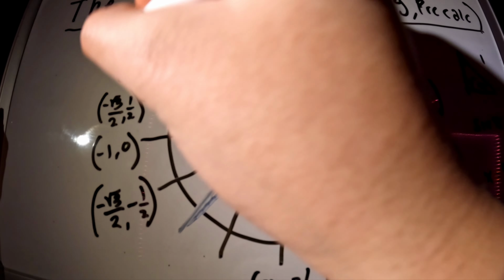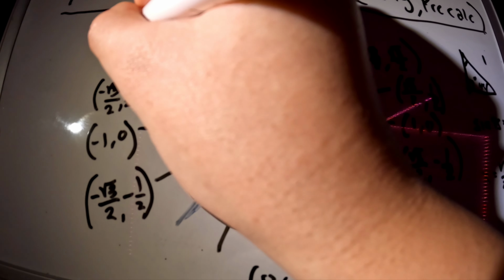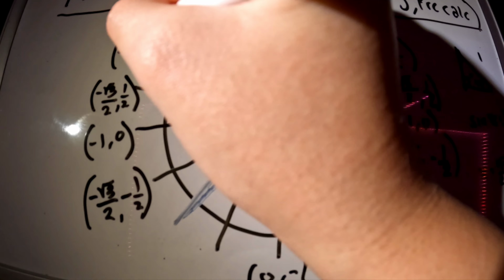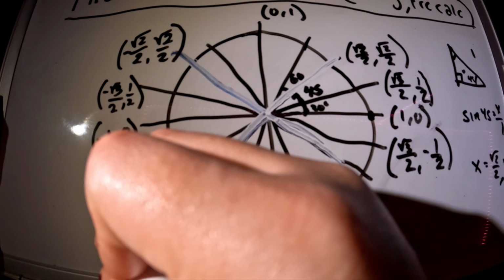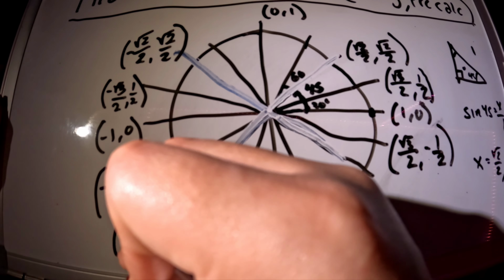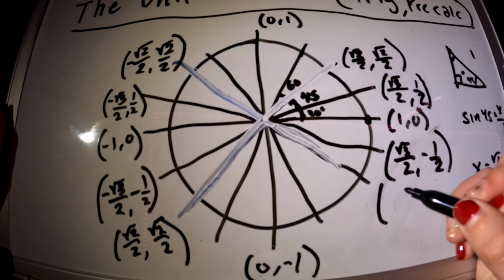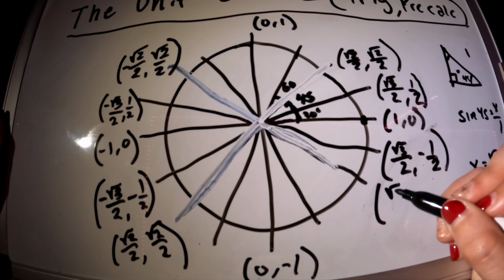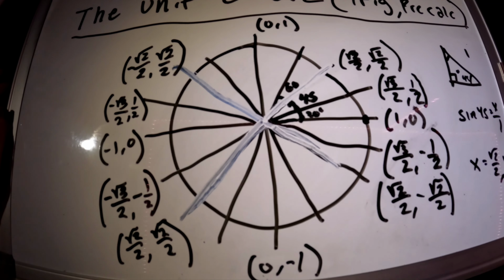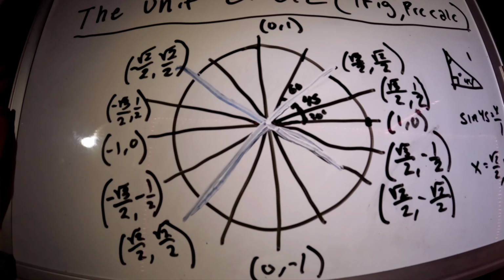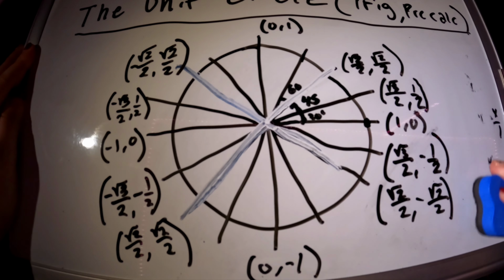So this right here will follow the same thing, except the x part is negative. So it would be negative rad 2 over 2, comma positive rad 2 over 2. And then this right here would be both negative. And then this part would be positive rad 2 over 2, comma negative rad 2 over 2. And then for the last one, it follows a very similar pattern.